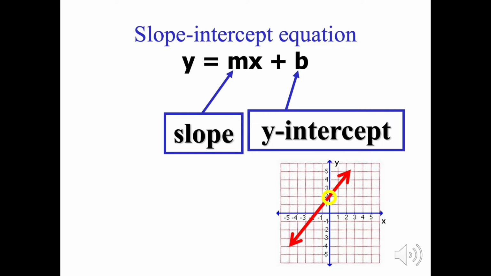The y-intercept equation. The general formula for the slope-intercept form is y equals mx plus b, where m represents the slope of the line and b represents the y-value of the line's y-intercept. The slope-intercept form of a linear equation makes it easier for us to identify how steep a line is and where it crosses the y-axis.